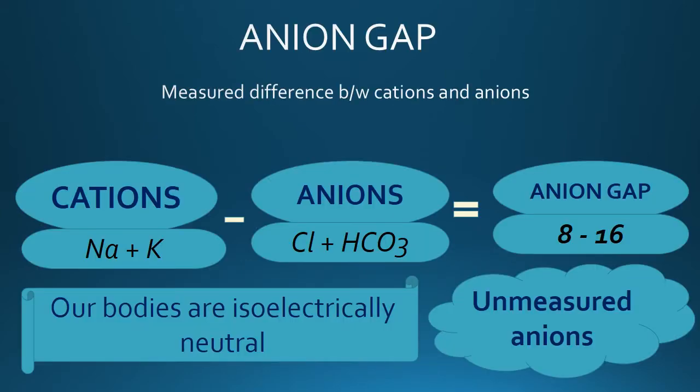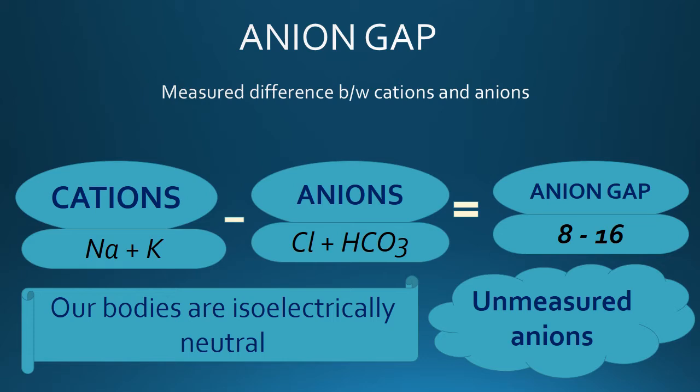Let's move forward. Before starting, we should know what the anion gap is. It is basically the measured difference between the cations and anions. Why am I saying measured difference? Because our bodies are isoelectrically neutral. In our bodies, the cations and anions are always in similar amounts, with no difference between them, and that is why our bodies are not charged.